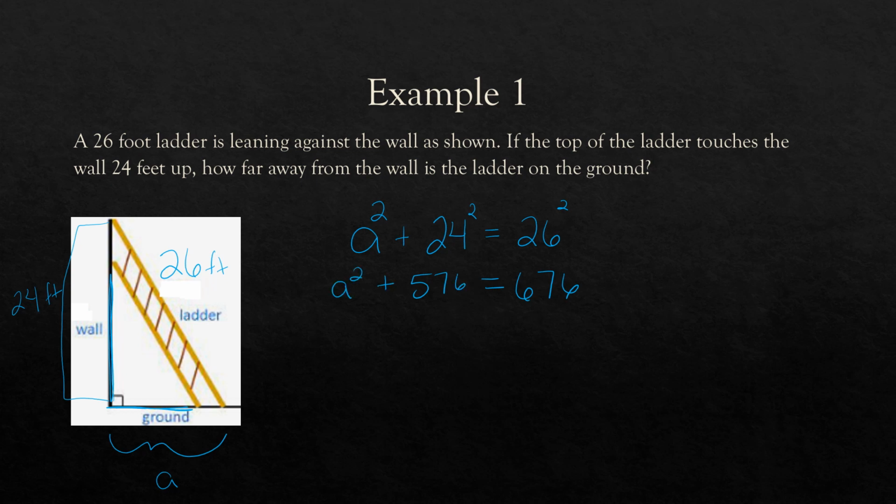And then we still don't know a squared. We're going to subtract the 576. Now we have that a squared is 100. And hopefully you know what that is, but we can take the square root of both sides. So the square root of a squared is now just a. The square root of 100 is 10. Actually, when we're solving, the square root of 100 is going to be plus or minus 10. But since we are looking for a distance, it has to be positive. So a is 10 feet.